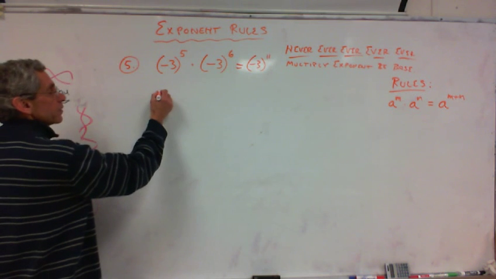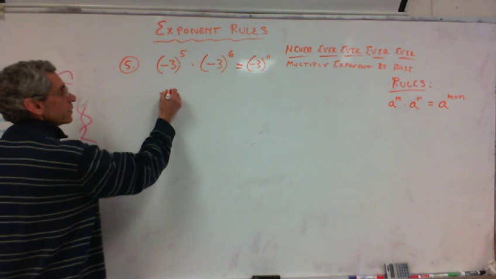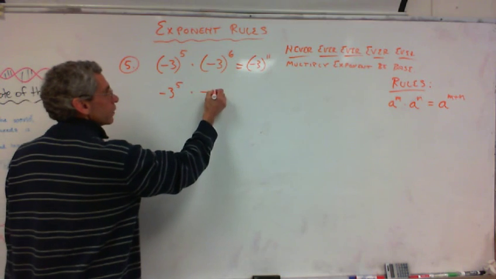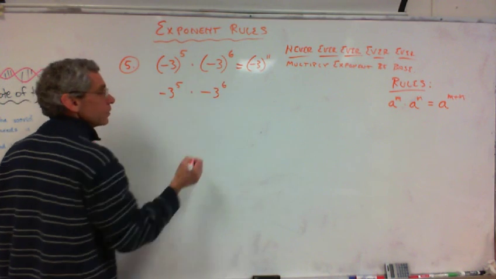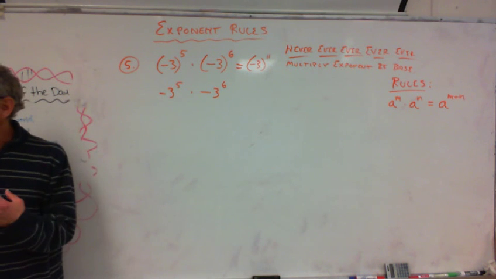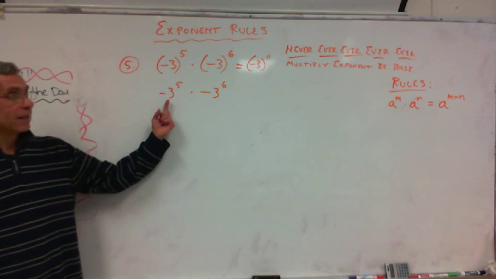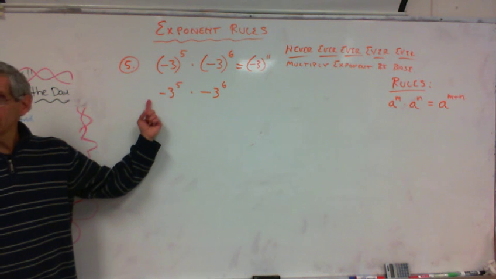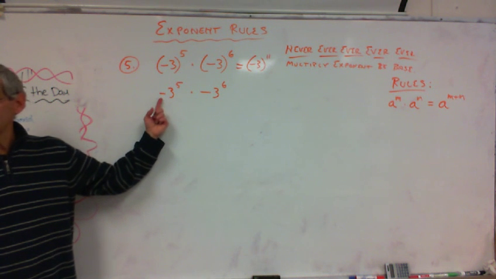If I did this, -3 to the 5th times -3 to the 6th. Remember, the exponent only affects what it's next to. It is next to a 3, not the negative. It is not next to the negative. It does not affect the negative at all.